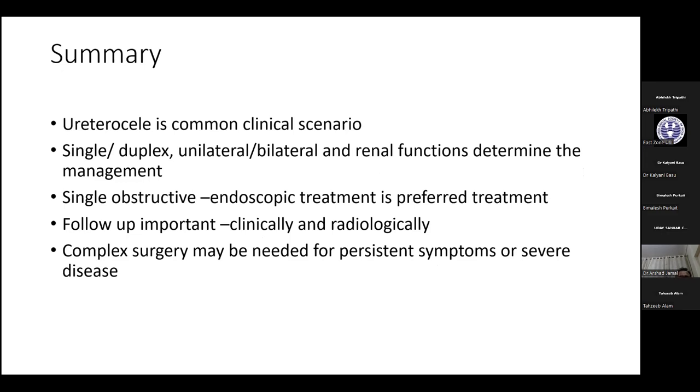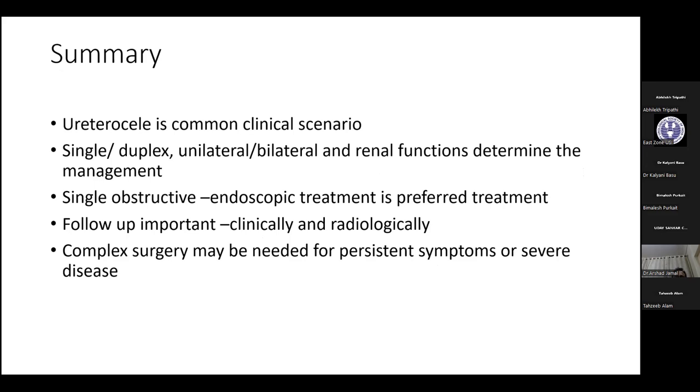For summarization, ureterocele is a common clinical scenario. It may be single, duplex, unilateral, bilateral, and renal function determines the ultimate management. Remember, if it is obstructive, then only it needs treatment. Otherwise, you need only follow-up.